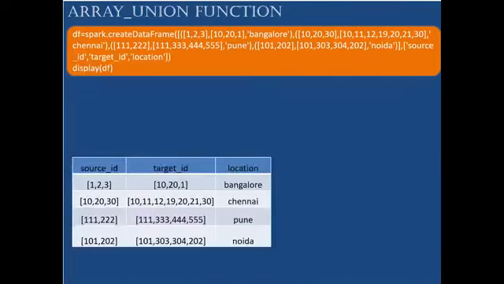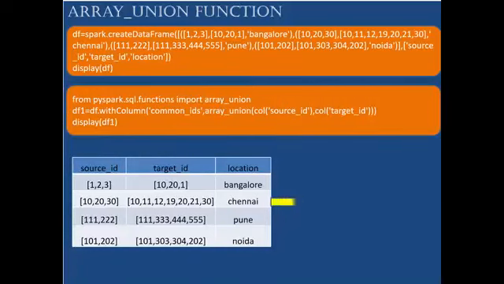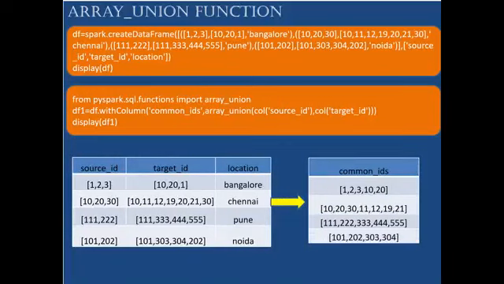Array_union. Array_union simply takes source ID and target ID and gives you the unique IDs. It will just combine the two, and if you have any duplicates, it will simply ignore them. Duplicates it will not take.